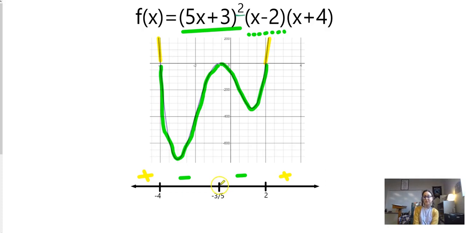All right, now the question is, well, what if we didn't have the graph, right? What if I just gave you the function? Well, here's what I want you to write. Can you write n equals, and n is your degree, and then LC equals, and that's your leading coefficient, okay?